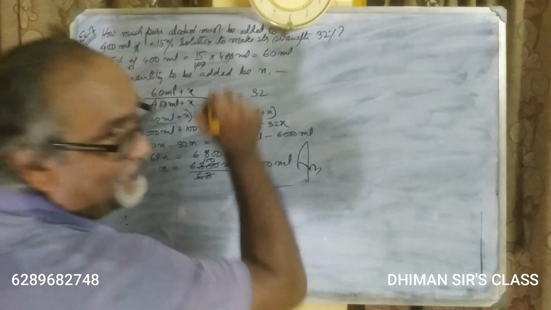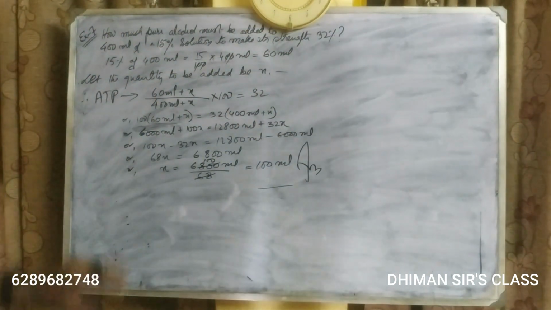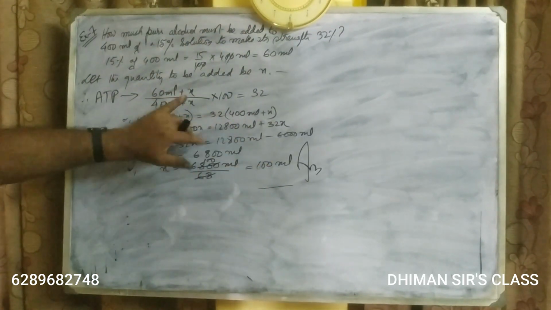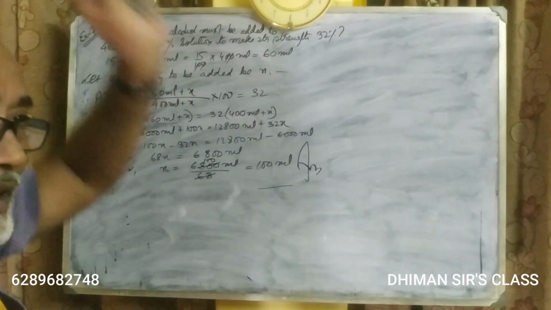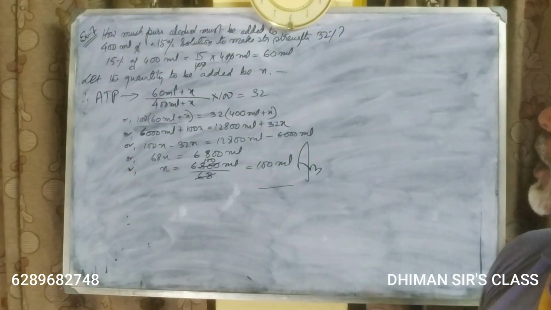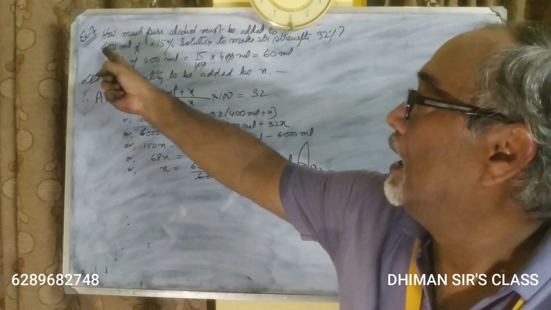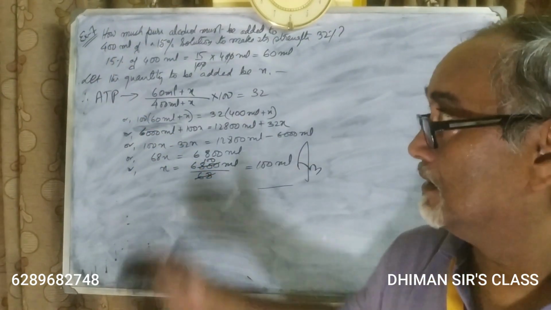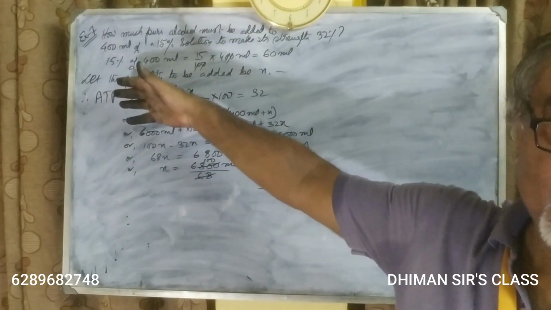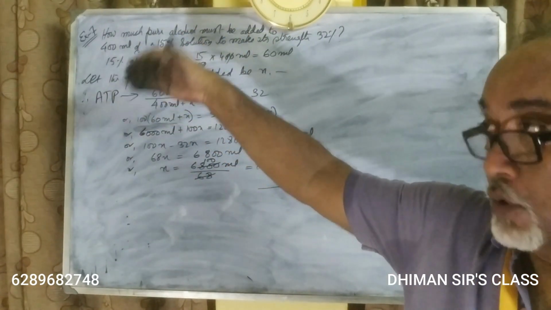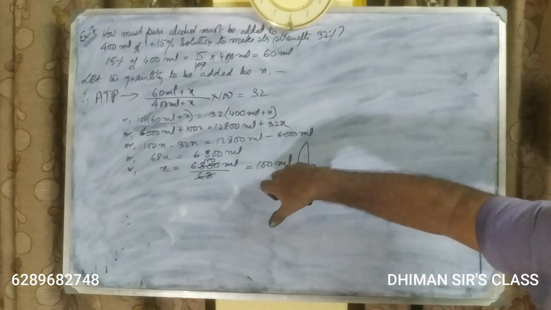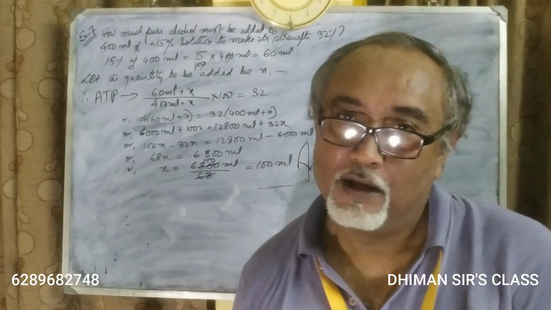No, this is the answer, my dear students. That one was only asked. How much pure alcohol to be added? X to be added. And what is X? 100 milliliter. That means if we add 100 milliliter of alcohol to this 400 ml of solution, the ratio between the alcohol and the total capacity becomes 32%. We add 100 milliliter. Okay, students?